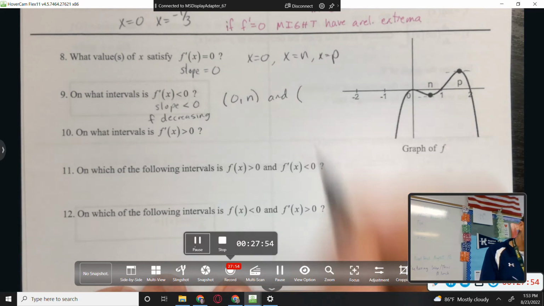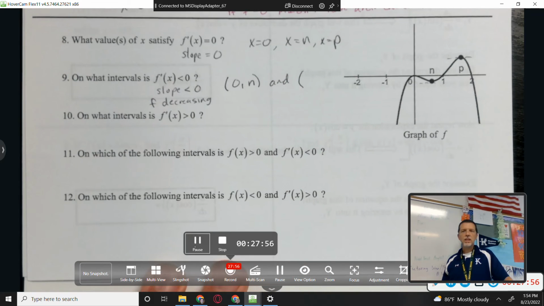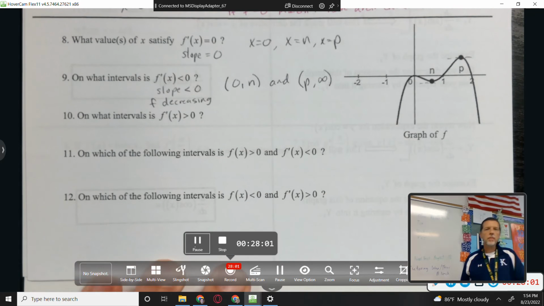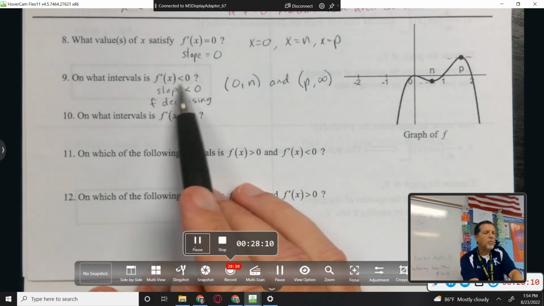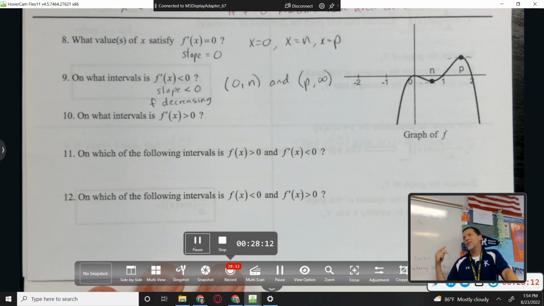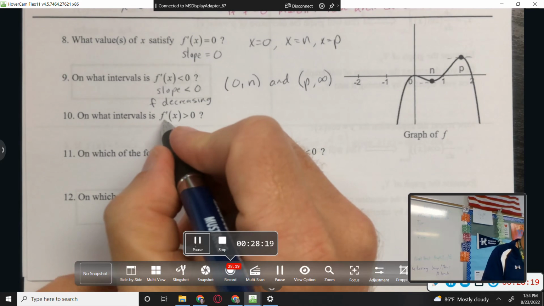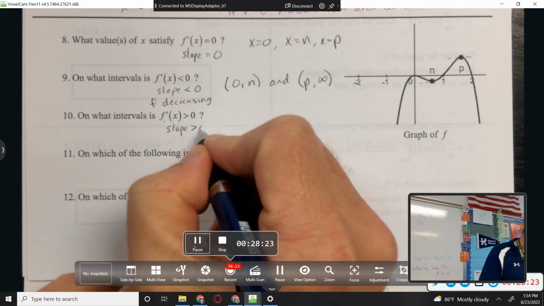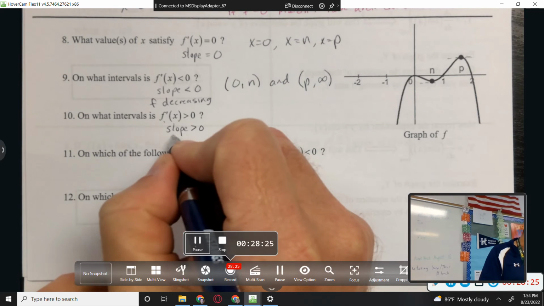and p to infinity. Now, weeks, hopefully not months, from now, when you see f prime is less than 0, your brain is automatically going to think, oh, that means f is decreasing. For now, though, it takes a little more methodical thought process here. If f prime is greater than 0, okay, that means the slope is greater than 0. That means f is increasing.